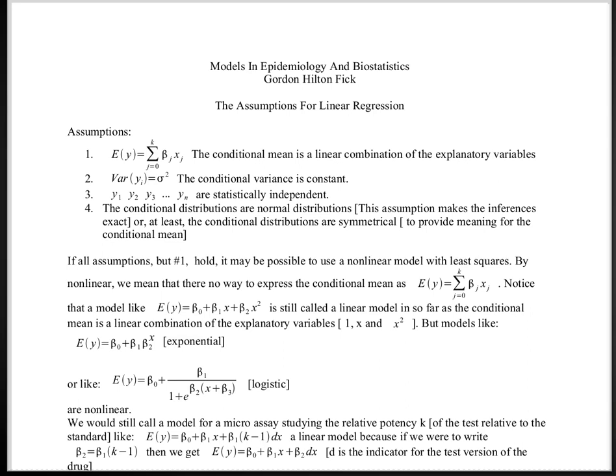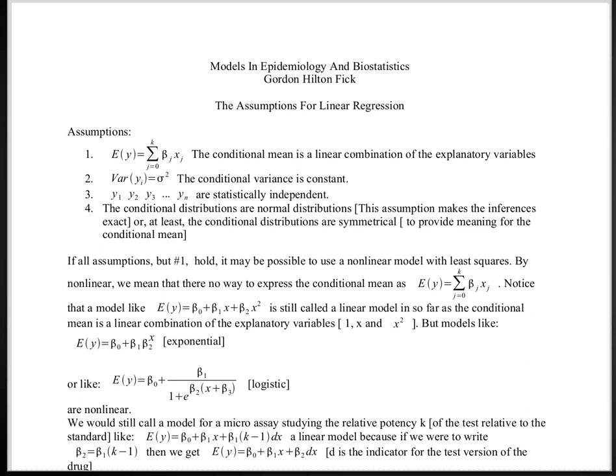Now, if it turns out that assumptions 2, 3, and 4 are reasonable, but assumption number 1 is not, this leads us to another large area in epidemiology and biostatistics, and that is the use of so-called non-linear models. I want to take a few minutes to make some specific remarks about what we mean by non-linear models here. In a later session in this series, we will be devoting all of our attention to models that are non-linear, but for now, just a little bit of a taste.